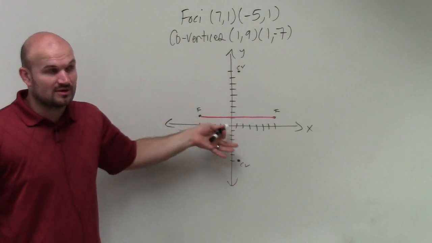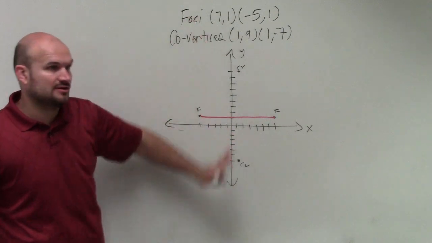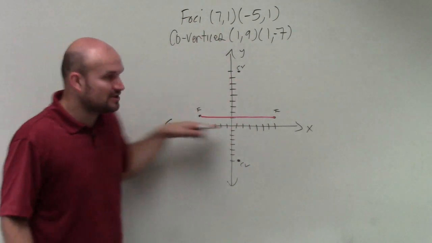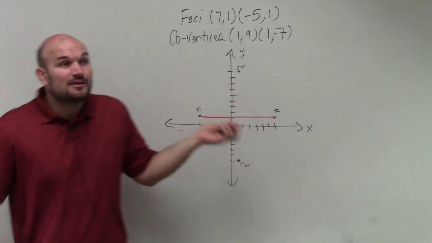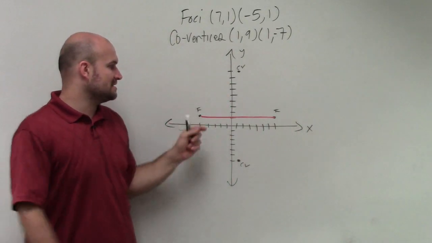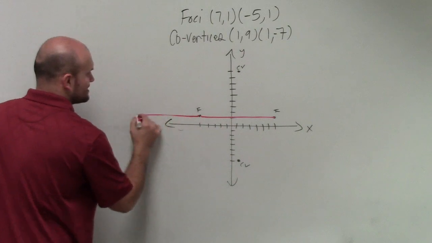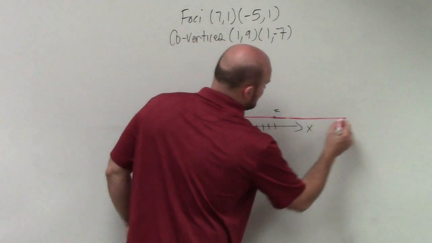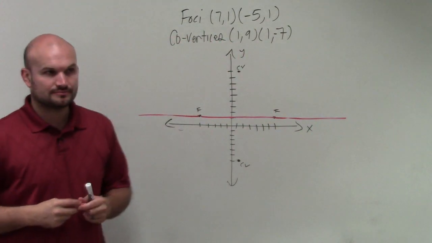So it has to be horizontal, right? It can't be vertical. That's where the co-vertices are. The major axis has the foci and the vertices. The problem is we don't know where the vertices are, but we know they're going to be somewhere along this line. So if I continue this line, I know my vertices are going to be somewhere along that line. All right?